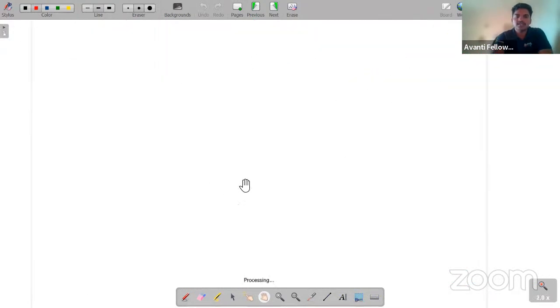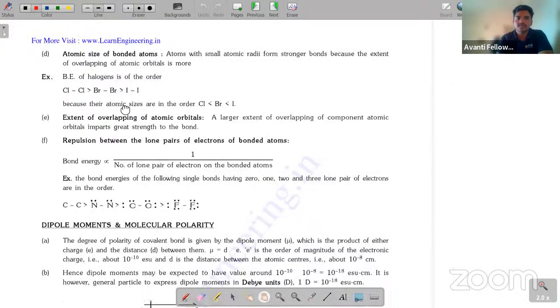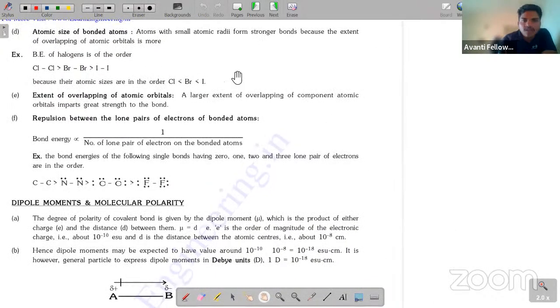Right. Next, we are talking about the atomic size. Very most important is atomic size here. So from here we know the atomic size of the bonded atoms. Here you see chlorine bonded, bromine bonded, iodine bonded. Atoms with a small atomic radius form smaller, stronger bonds, and the extent of overlapping is more. So now you can see chlorine is a smaller atom compared to bromine and iodine.